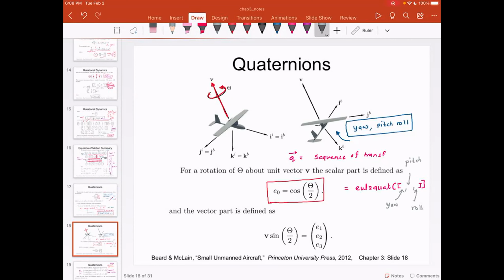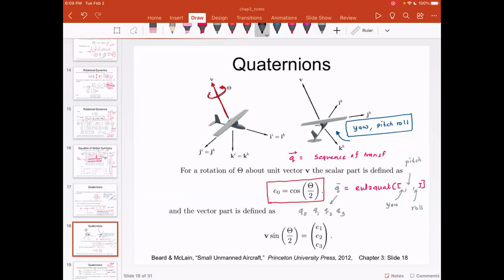So what it means is you can represent this composite orientation change, which is initially yaw orientation, then pitch orientation change, and roll orientation change as a quaternion. And this quaternion will have 4 elements: Q0, Q1, Q2, and Q3.